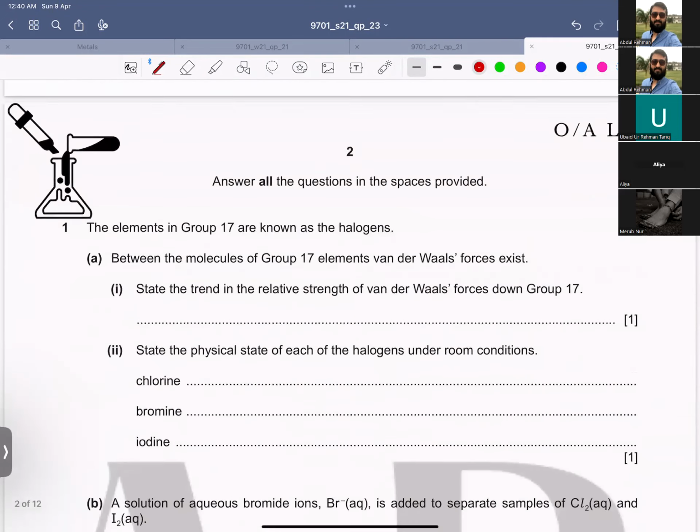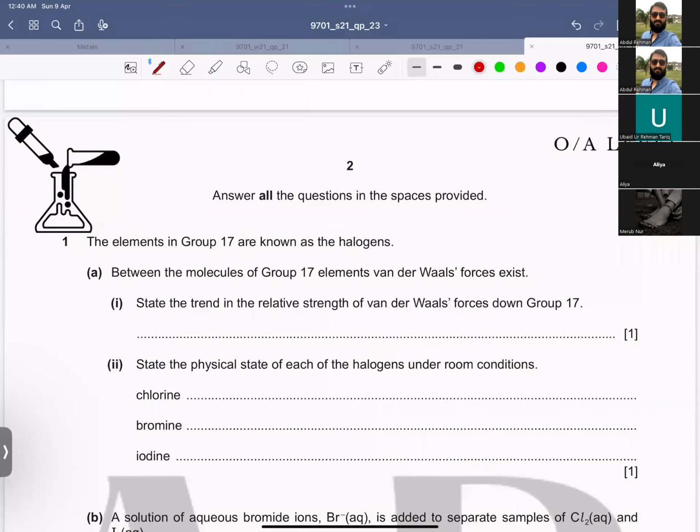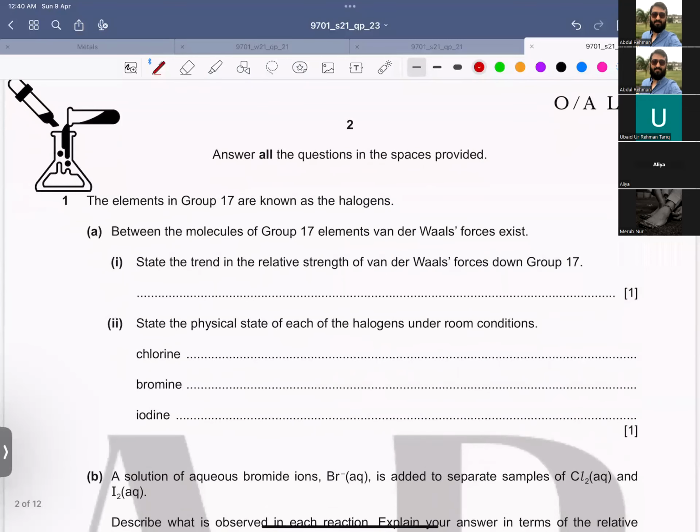Okay, let's start with question number 1. The elements in group 17 are known as halogens, and if you look at the periodic table, you will find that group 17 have a first element fluorine, then chlorine, bromine, iodine, and astatine. Between the molecules of group 17 elements, van der Waals forces exist.